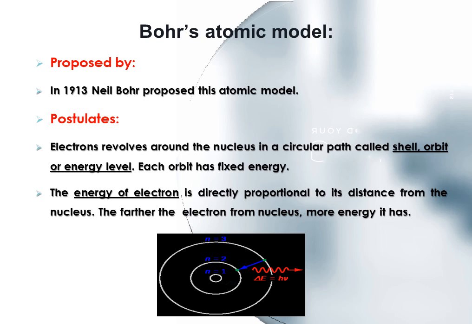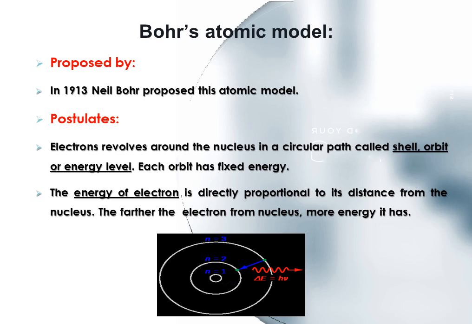This means that the energy of an electron in a given shell is specific. It means if it resides in the first shell, it will have a specific energy. Then if the electron is present in the second shell, its energy will be different from the energy of the electron in the first shell, and so on.